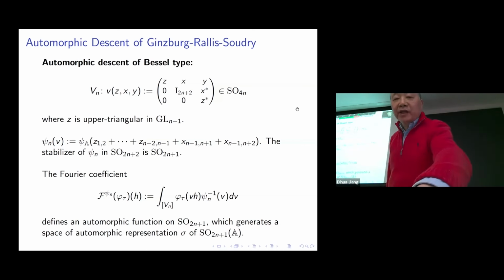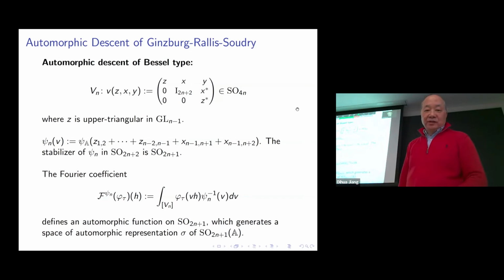And then there's the X part. Basically, you take an isotropic vector here, which is a Zariski open orbit. So you have generic, and then you take a stabilizer of this. Again, this stabilizer will be SO2n plus 1. If you take a different anisotropic orbit, then you can get rational forms of this. In other words, with this descent you can construct automorphic representations for inner forms.